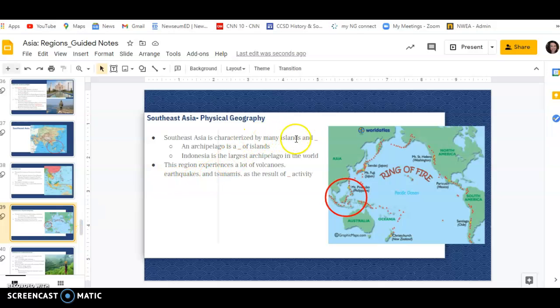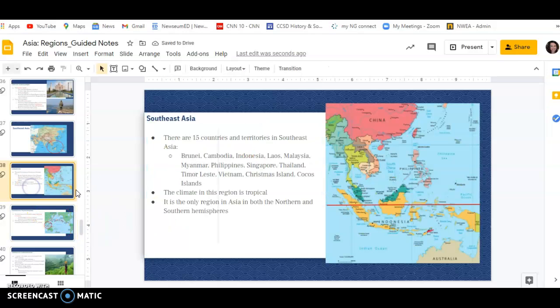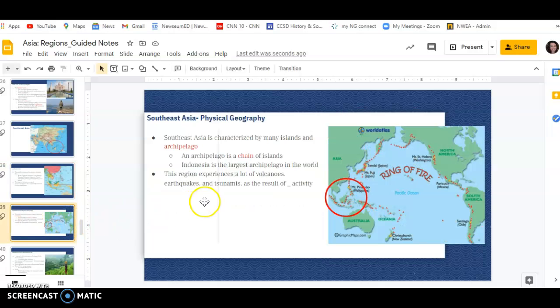Southeast Asia is characterized by many islands and archipelagos. And I have a really difficult time saying that word, archipelago. An archipelago is a chain of islands. So Indonesia, and let's take a look really quickly back at this map. Indonesia is a chain of islands. This country in orange is a chain of different islands.